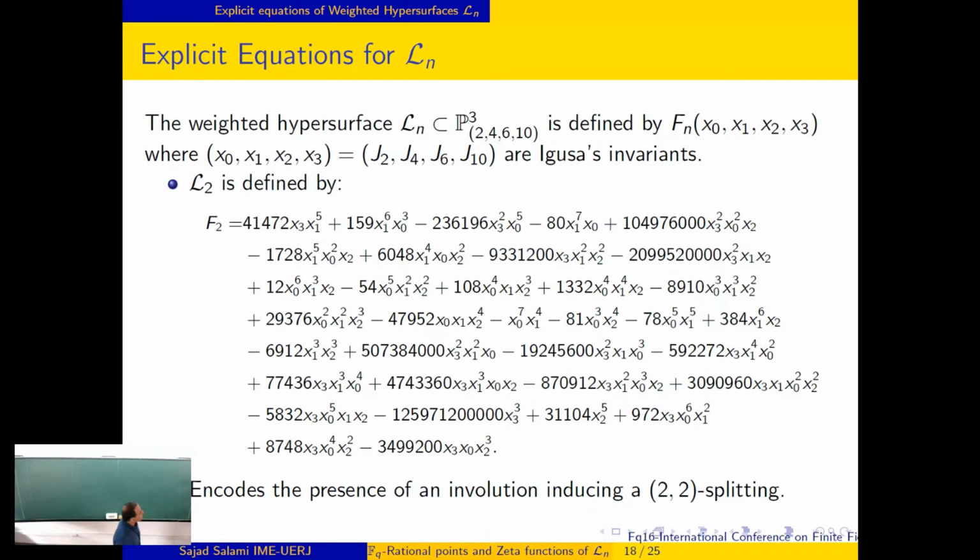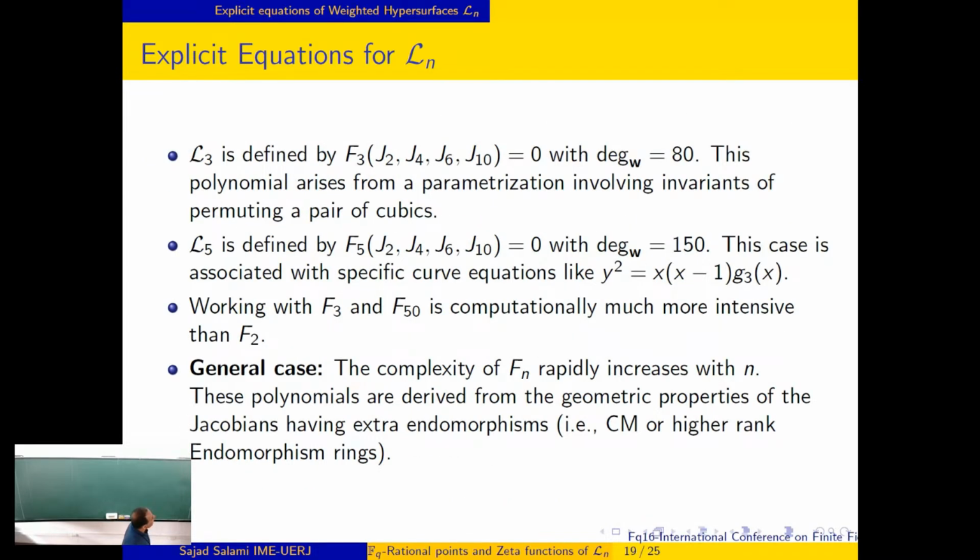So here is the equation that we have for L2. If you assume that the exponents are J2, J4, J6, J10, the Igusa invariants, you can express the hypersurface defined by this polynomial. Its degree is 13. So for L3, we have a polynomial of degree 18. For L5, we have a polynomial of degree 115. So that characterizes these sorts of curves.